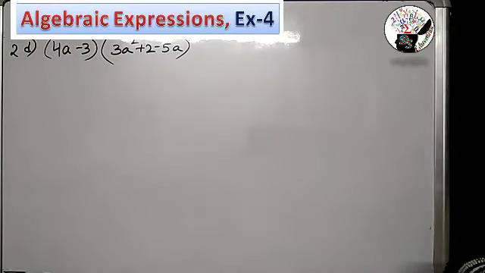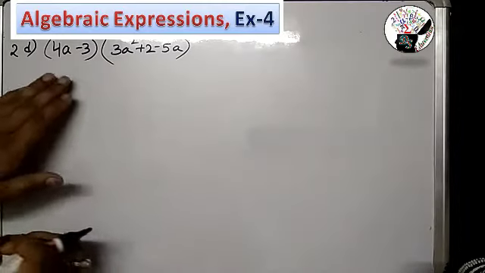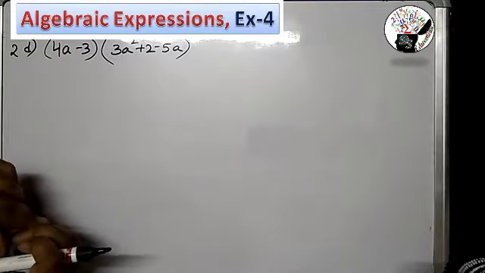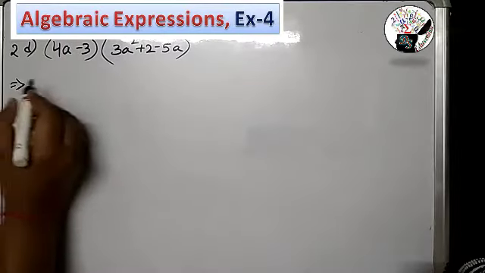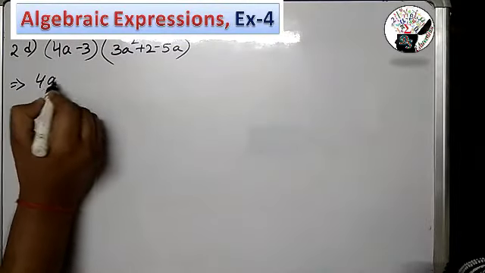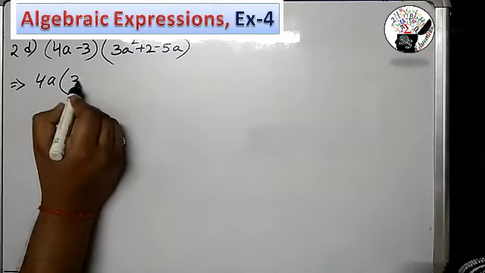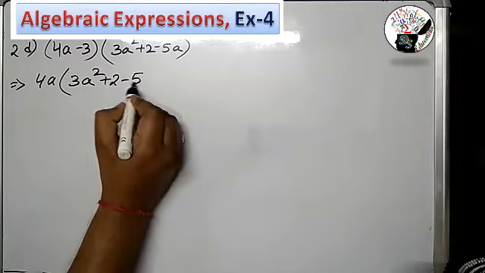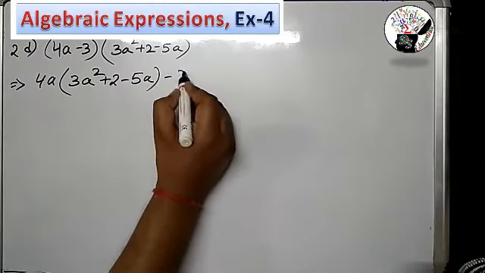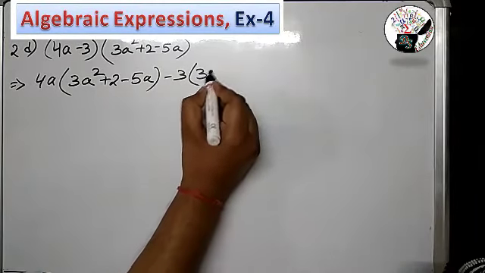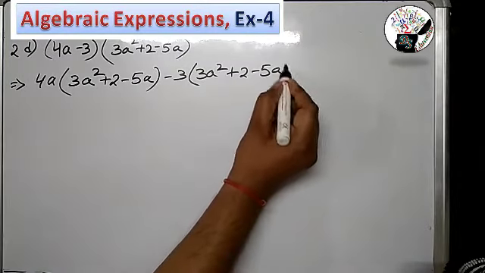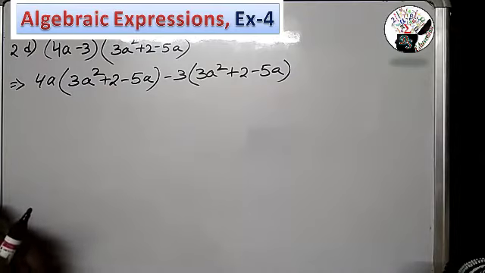Moving to the next question. This is a binomial and this is a trinomial, so we are doing the multiplication of two polynomials. Again the same thing here, we will multiply 4a. First see how I am writing. The same way you are going to write the other questions before solving. Minus 3 bracket 3a square plus 2 minus 5. This way you have to write the other questions similar to this question.